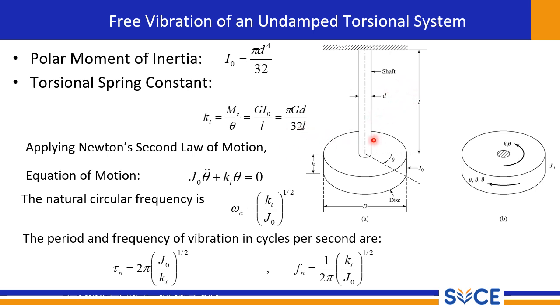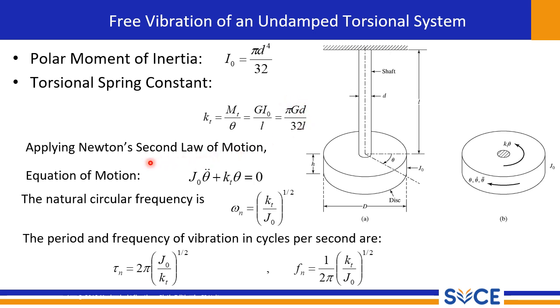Next, we introduce the torsional spring constant, K. This constant represents the stiffness of the shaft in resisting the twist. We can express it as the torque divided by the twist angle, M_t divided by theta, or by substituting the earlier equation from the first slide, instead of M_t, we get G I_0 by L. Further, substituting for I_0, that is pi d to the power 4 by 32, the equation becomes like this.